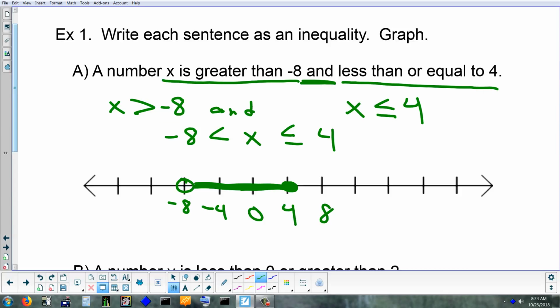-7.9, -7, -6, -5, -4, all the way up to +4. Any number in this section is a solution. How about 4? Is 4 part of the solution here?